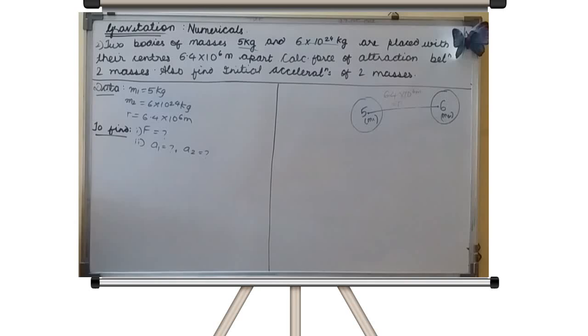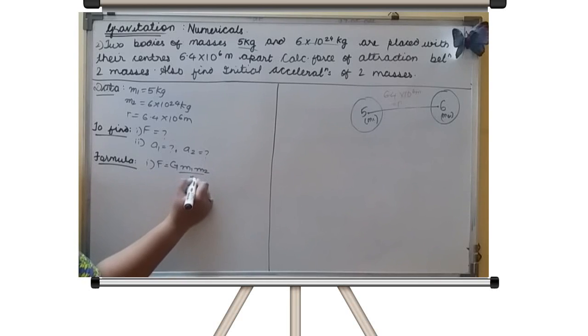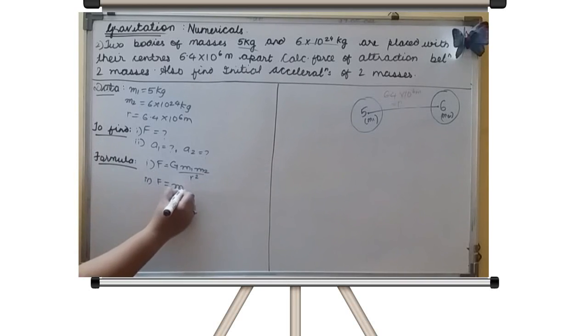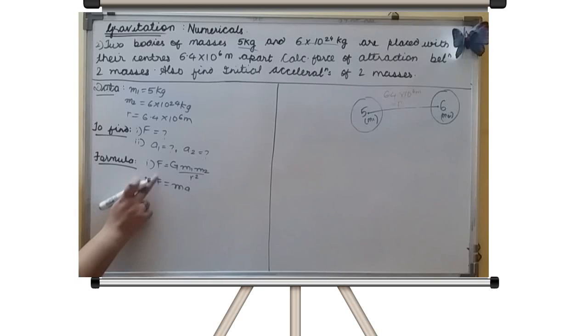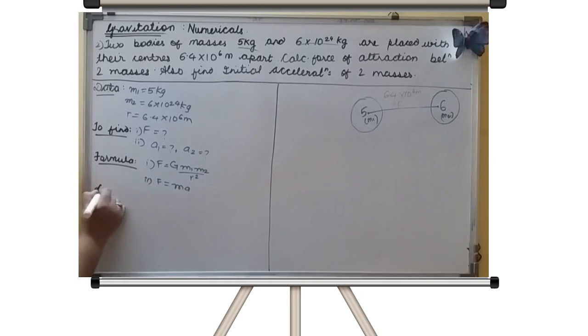Related to this, what is the formula we can apply? First formula is F is equal to G M1 M2 upon R square. Since it has M1 and M2 in it, we know G, we know R, so we can find out what is F. Then we can apply F is equal to MA. When we know F, we can substitute them individually by putting M1 here, we can find A1. By putting M2 here, we can find A2. So let us do the calculation.